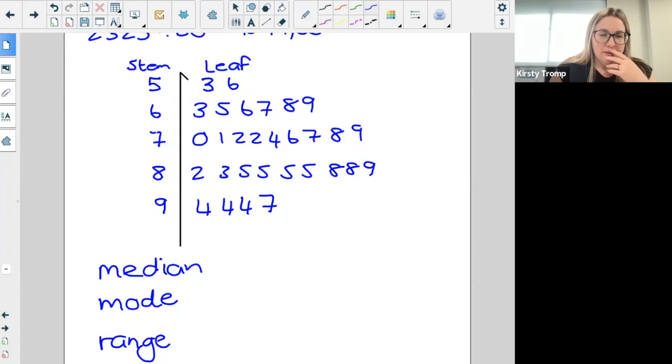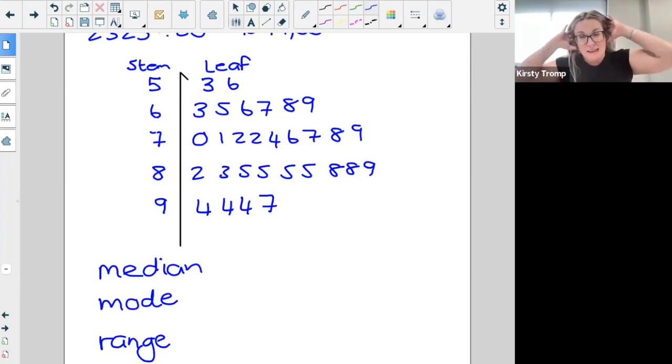All right, let us go and have a look and see what your answers were. Okay, so firstly, median. Guys, a reminder about median. How do I remember what median is? Well, median is the longest word out of all of them. Mean, mode, range, whatever. Median is the longest one. Median means the middle.